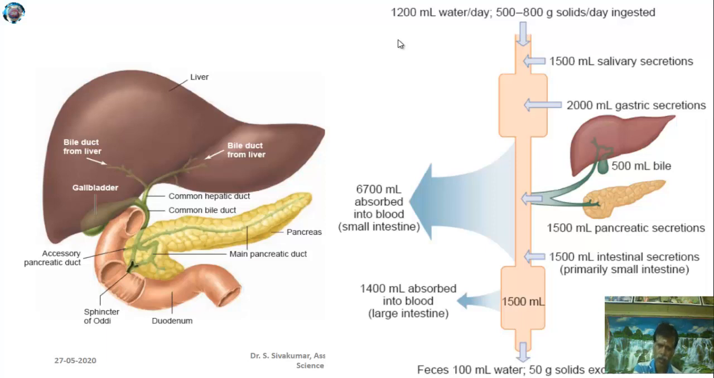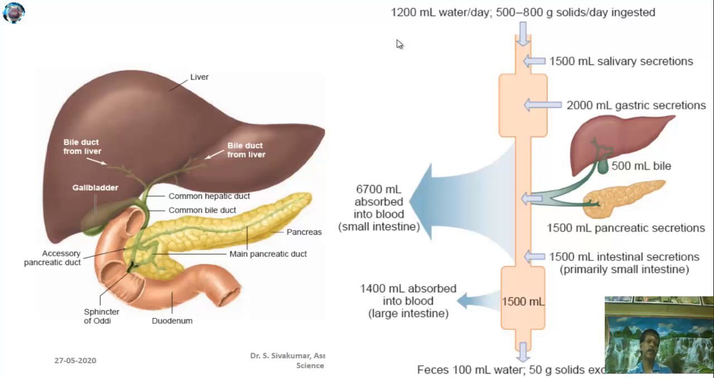And then out of this 7000 ml, they are all absorbed. For example, 6700 ml of liquid material is absorbed in the small intestine itself. 1400 ml of fluid is absorbed in the large intestine. The remaining 100 ml of water only is secreted in the feces.